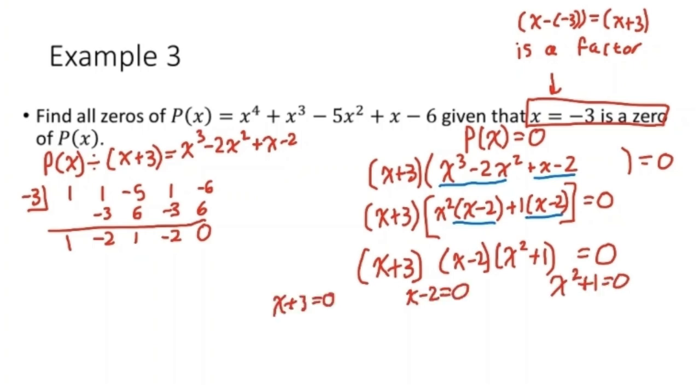So we'll set each of our 3 factors equal to 0 using our zero factor principle, and we'll solve each resulting equation. With x plus 3 equals 0, that means x equals negative 3, which was the zero that we were already given.